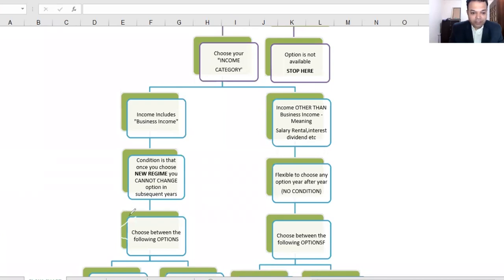Yeah, if you see this, choose between the options. As I said, the government is allowing you to choose between the options.